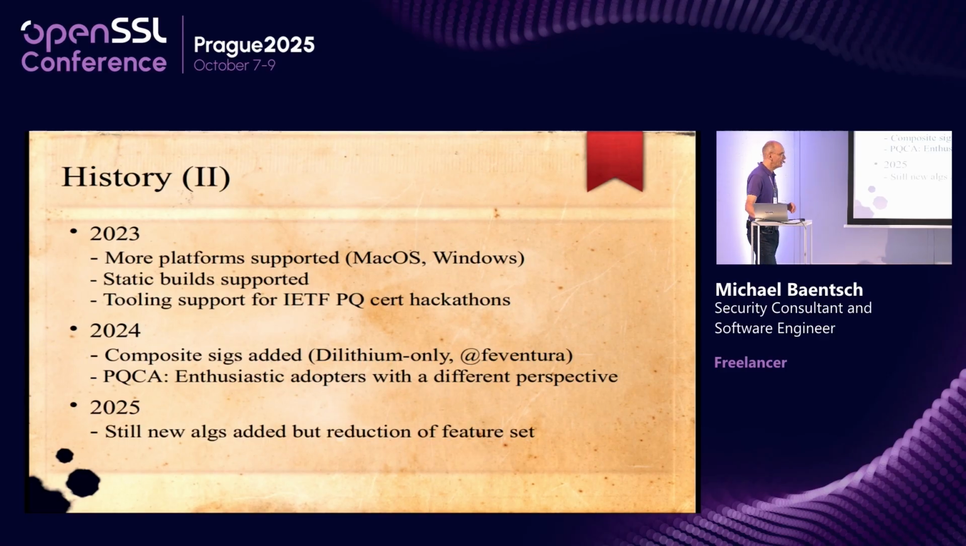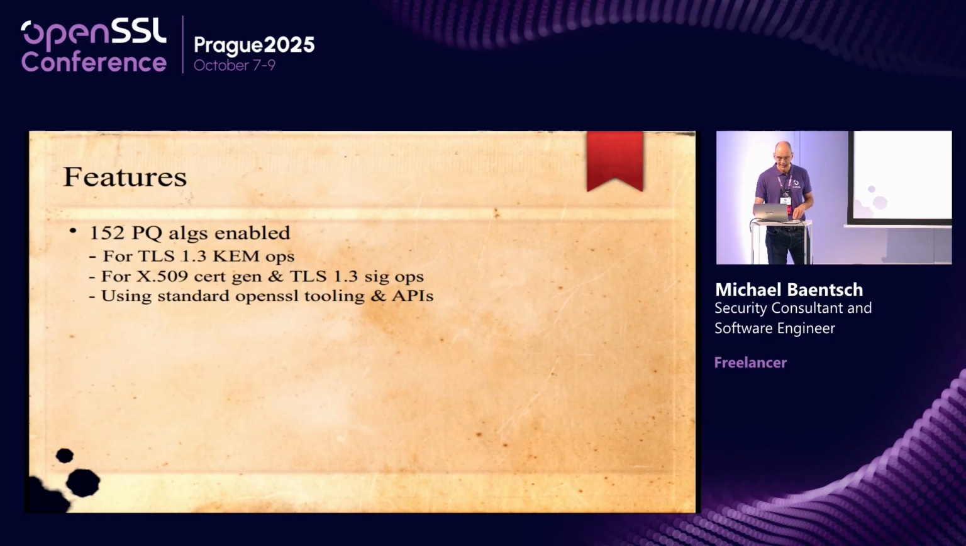2025: some new algorithms got added, but courtesy of most of the automation, that was pretty simple and straightforward to be done. Actually, I wasn't even participating in the project at that time. But there was also already a reduction in the feature set because, well, not too many people participated in the project at that time. So where do we stand right now?